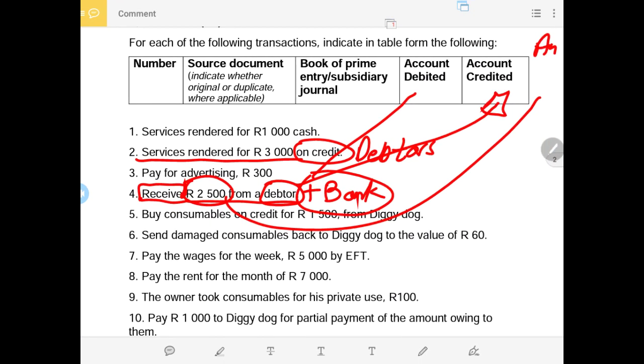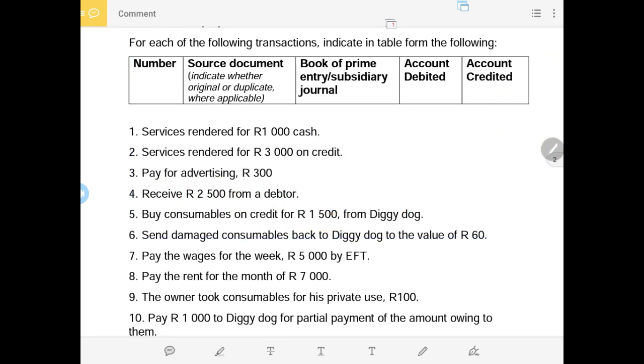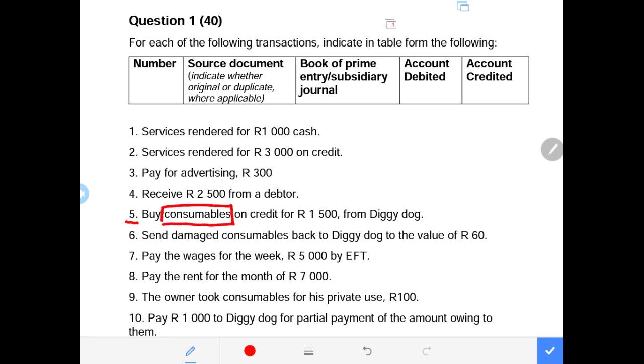Only 7 of the transactions are left before we finish. Number 5 says buy consumables on credit. What did we buy? We bought consumables. I always say whatever you buy, you always have more of it. And whatever you buy and you have more of it, it will always increase on the debit side. There's nothing that I remember that you can buy and it will be recorded on the credit side. I'm referring now to the thing that you buy. The other entry on the credit side is another story.